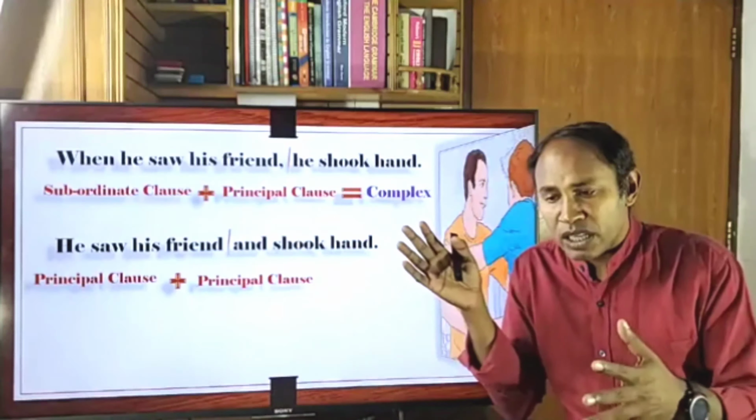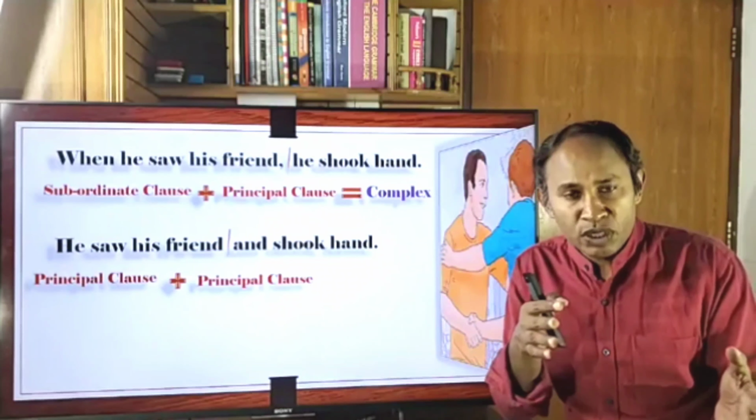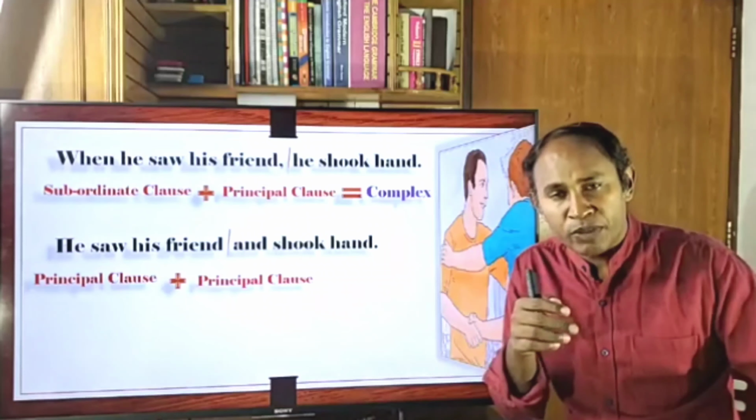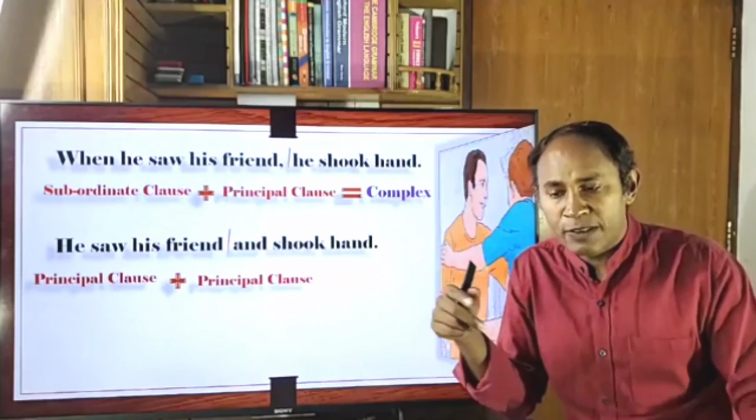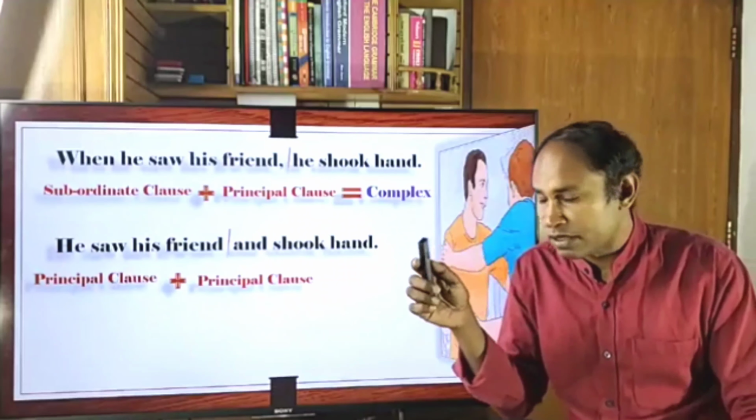That's why if we can at least identify the coordinating conjunctions, you can separate them from subordinating conjunctions, because subordinating conjunctions have a huge list. Then it will be very easy for you to remember that, right?